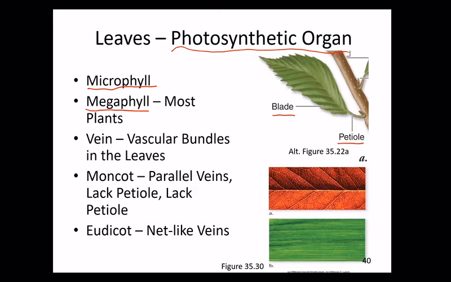So the veins are the second part. The blade and the vein make up the second part. Veins are the vascular bundles of the leaf. So this is going to contain the phloem and xylem that will be delivering water and minerals and also carrying away some of the sugar that's being produced.